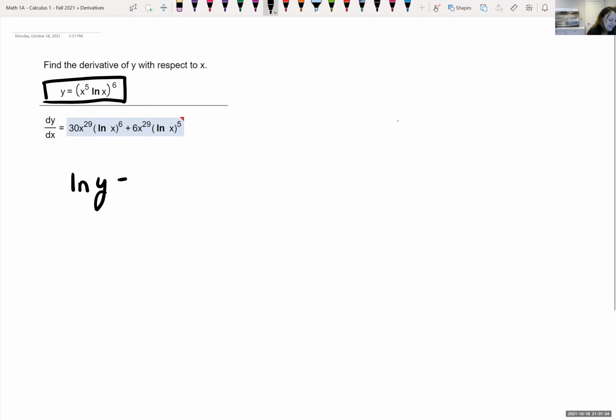y is equal to the natural log of this x to the fifth times natural log of x, all raised to the sixth power. Okay, before we even start taking the derivative, we're going to rewrite that right-hand side using properties of logs as a string of simpler logs. One of the rules says if you have a natural log of something raised to a power, we can bring that power down front. So this is the same thing as 6 times the natural log of x to the fifth times the natural log of x.